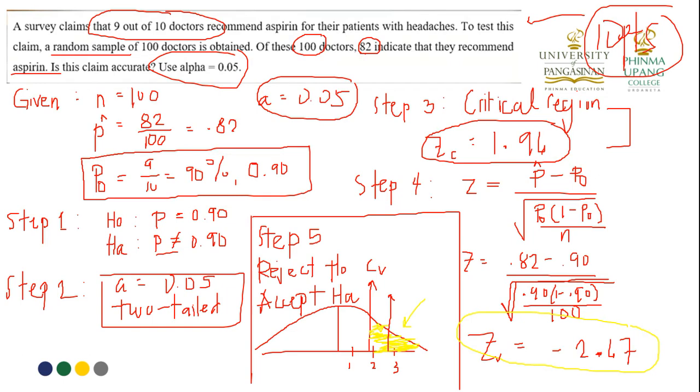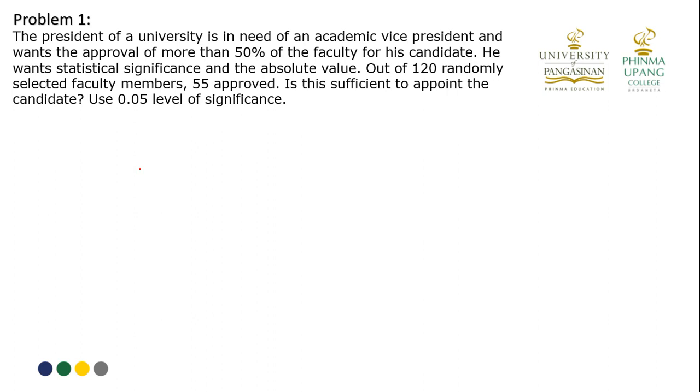Next. Sabi nyo ako, may tanong kayo. Number 1. The president of a university is in need of academic vice president and wants the approval of more than 50%. So, may nabasa ako, sir, na more than 50%. Ibig sabihin po ba, sir, one-tailed? Tama. Sir, may 50% po. May percentage mo. Ibig sabihin po ba, yun po ba yung P-sub note? Tama po yan. So, P-sub note is 50%. And tandaan, dapat po yung sagot natin, naka-decimal po palagi yan.